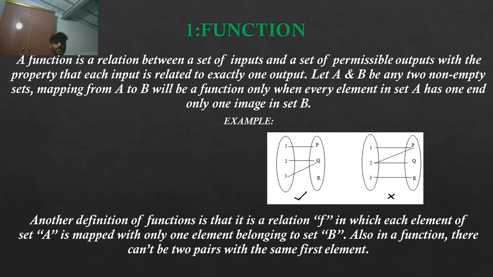Function. A function is a relation between a set of inputs and a set of permissible outputs with the property that each input is related to exactly one output. Let A and B be any two non-empty sets. A mapping from A to B will be a function only when every element in set A has one and only one image in set B. Like the example in this picture.